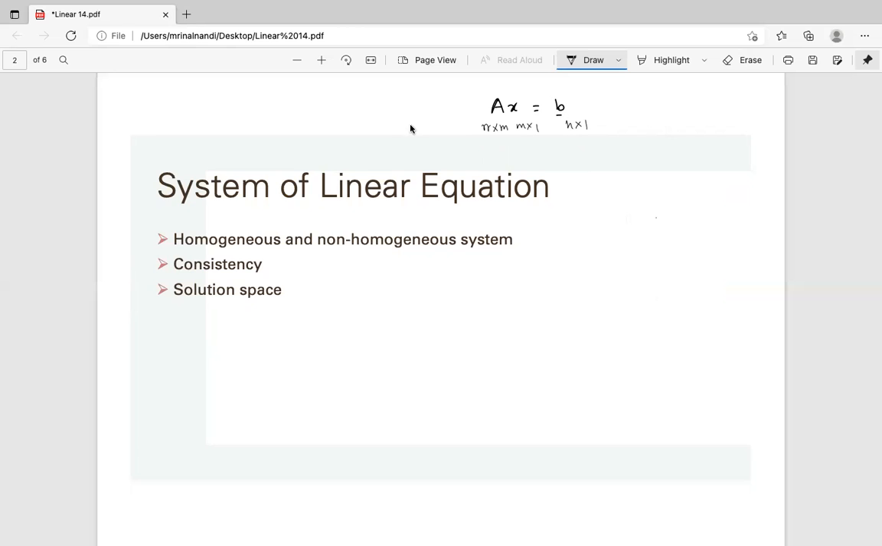Now, what is the solution? Solution space means the set of all such x in Rn, or in any field, if we take any field Fn. This is called the solution space.